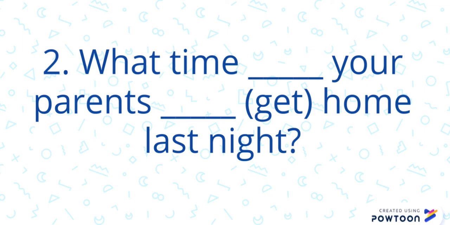So if you have the auxiliary, do you have to change the main verb? For example, do I have to say, what time did your parents? How is the past form of get? Had. Yes, very good. You don't have to change the verb. Very good. So tell me the entire sentence. How is it?